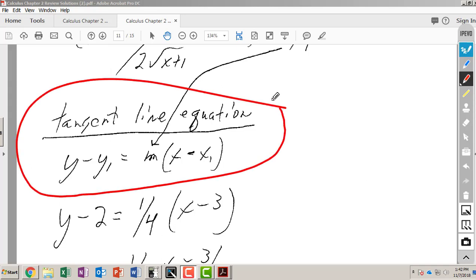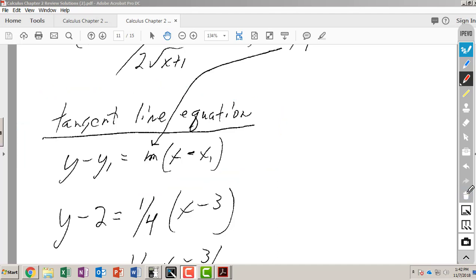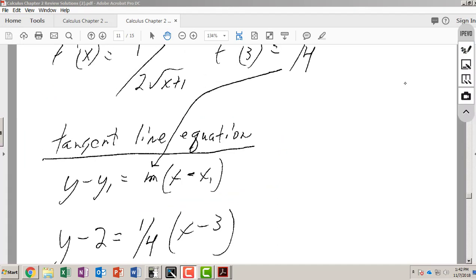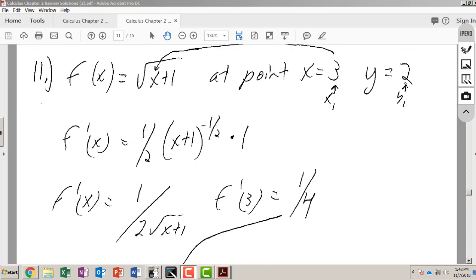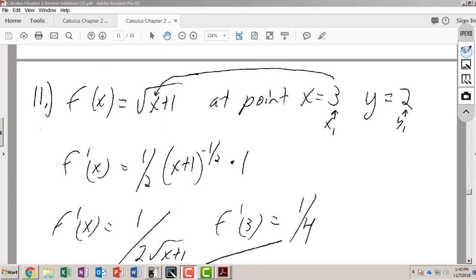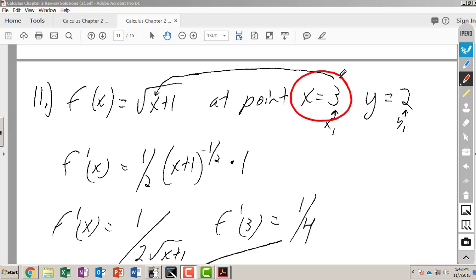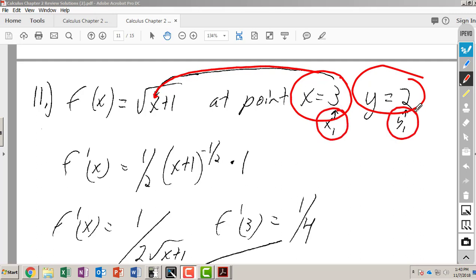y minus y sub 1 equals m times x minus x sub 1. So in other words, I need to find my x and y value that I'm going to substitute in my equation. The first thing I notice is that here's my x value, which is given to me. This x value is 3. They don't give me the y value that goes with that point, so I have to substitute it into my original equation. I got 3 plus 1 is 4, and the square root of 4 is 2. So in my formula, this would be my x sub 1, and this would be my y sub 1.